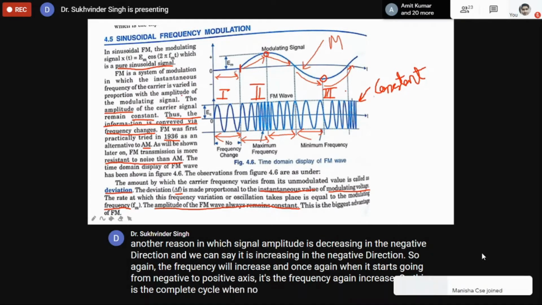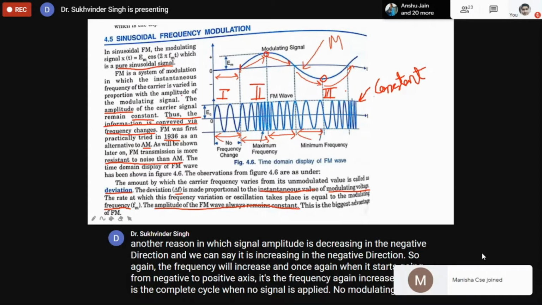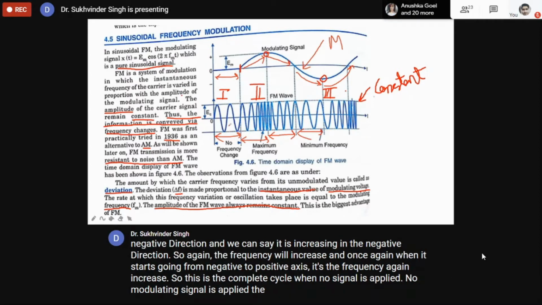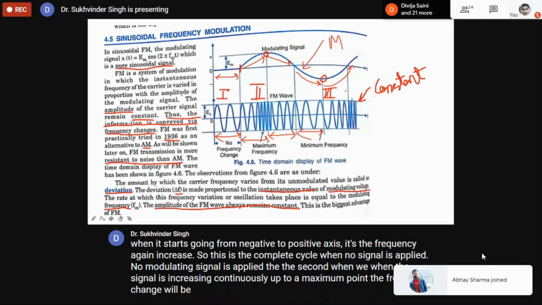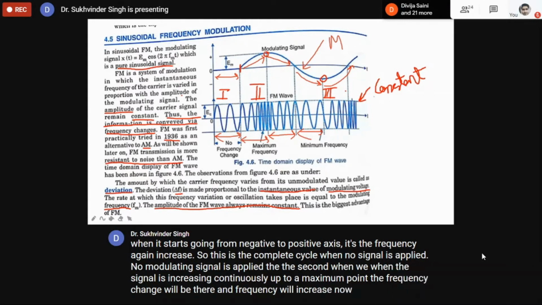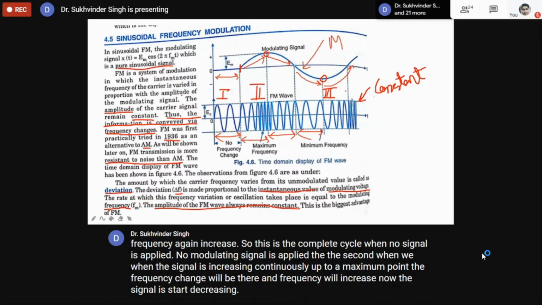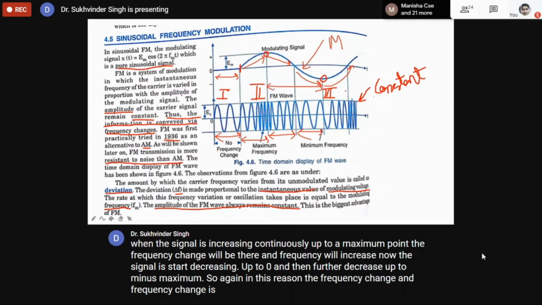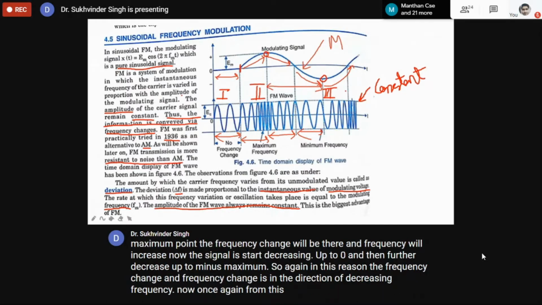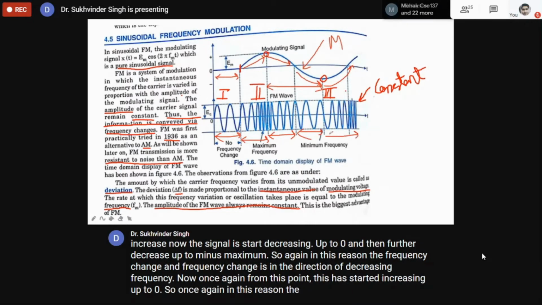When no signal is applied, no modulating voltage or modulating signal, there is no frequency change. When the signal is increasing continuously up to a maximum point, the frequency change will be there and the frequency will increase. Now the signal starts decreasing up to 0 and then further decreases up to minus maximum. So again in this region the frequency changes, in the direction of decreasing frequency. Now once again from this point, the signal has started increasing up to 0, and once again in this region the frequency increases.